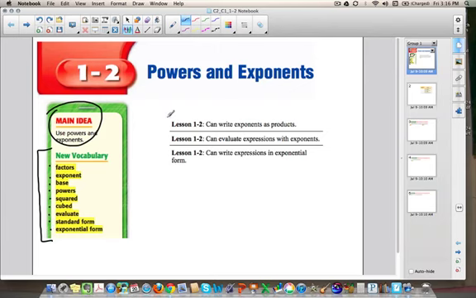More specifically, by the end of this lesson, you're going to be able to write exponents as products, evaluate expressions with exponents, and write expressions in exponential form.